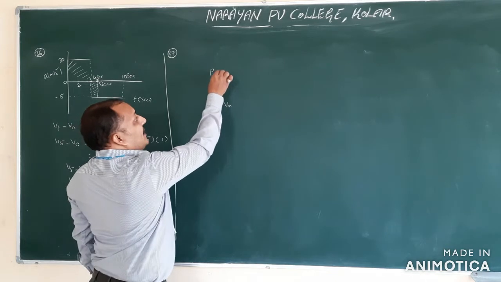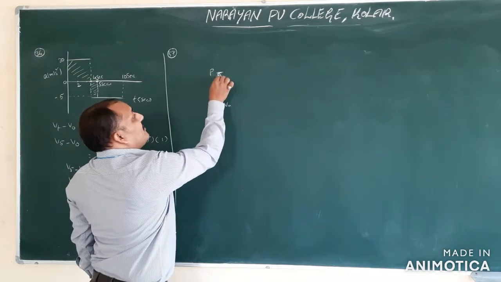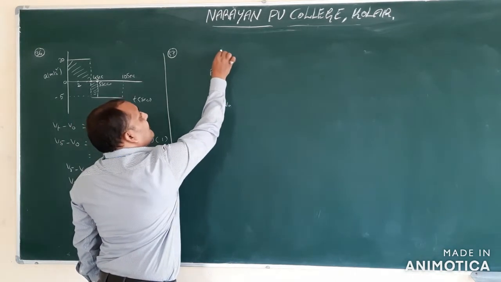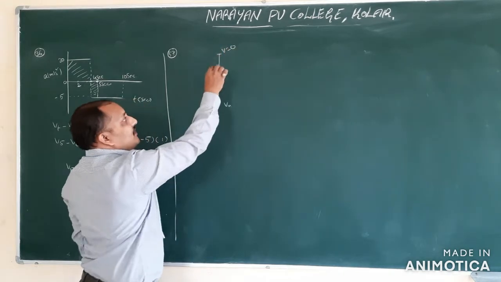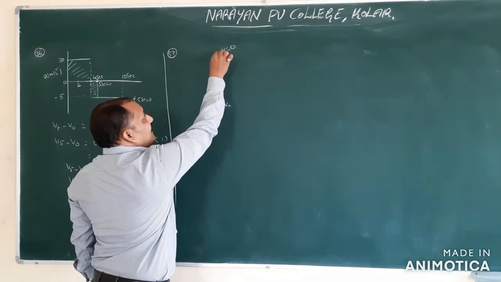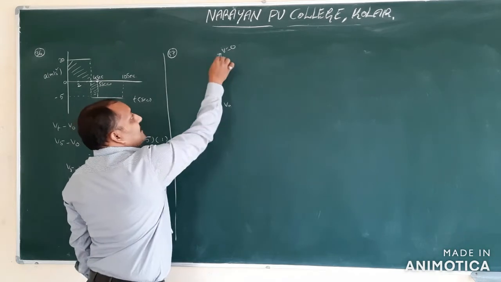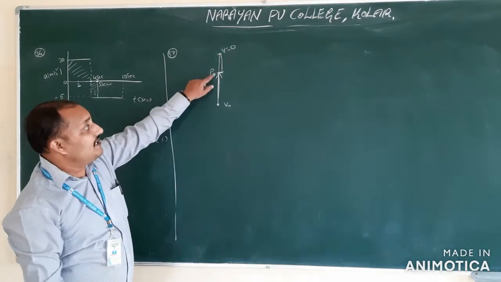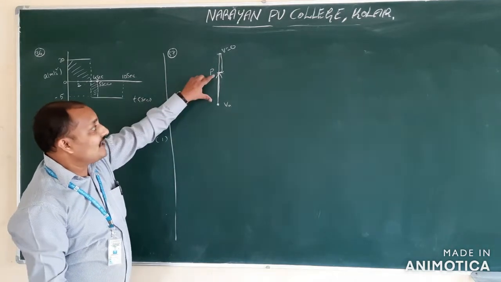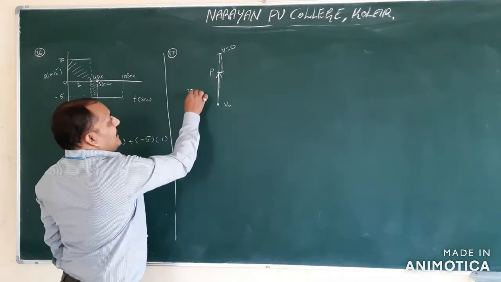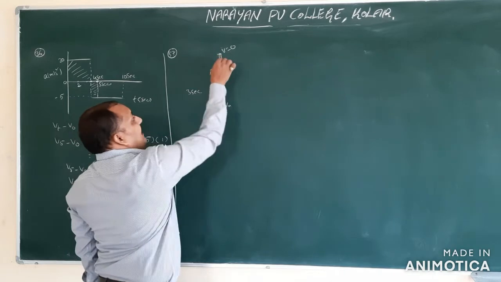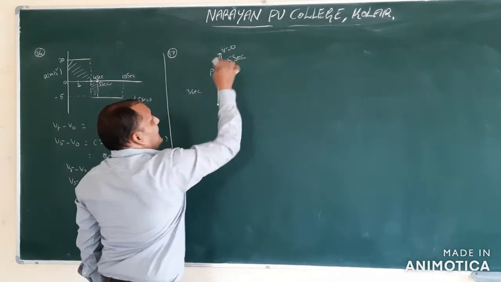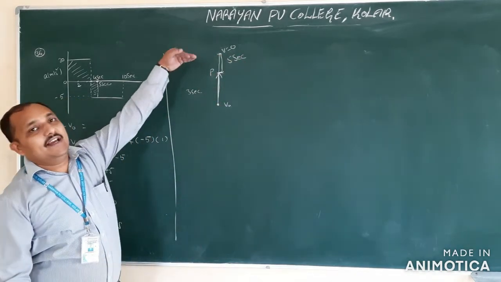Therefore, this is point P. It is going upwards, and after reaching maximum height, where final velocity becomes 0, it comes downward again. Just for your understanding, I am drawing here. It is coming downwards. P is crossed two times. First time it is crossed within 3 seconds. Second time it is crossed in 5 seconds, because it goes upwards and again comes downwards.